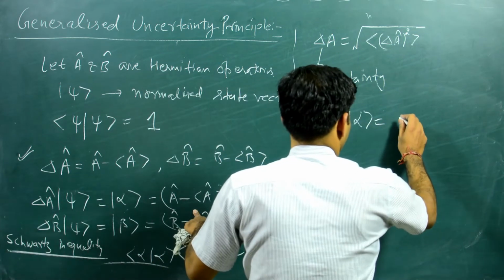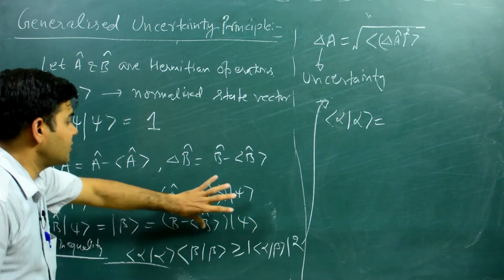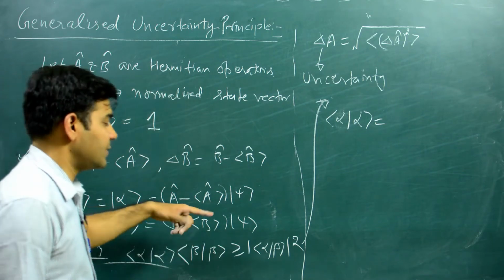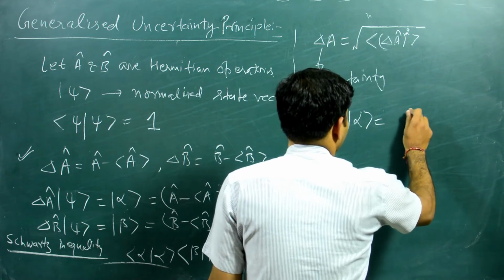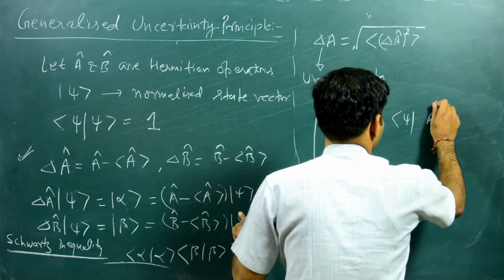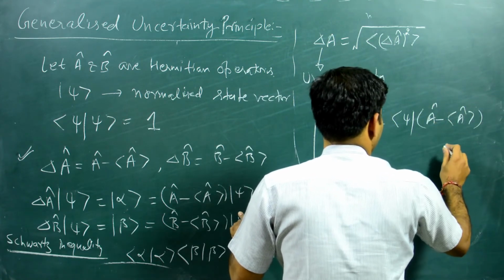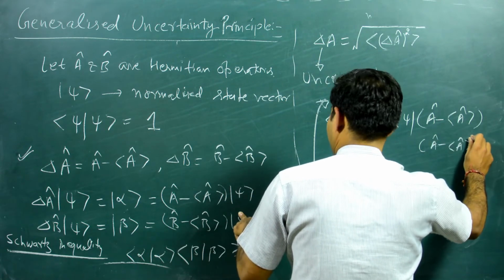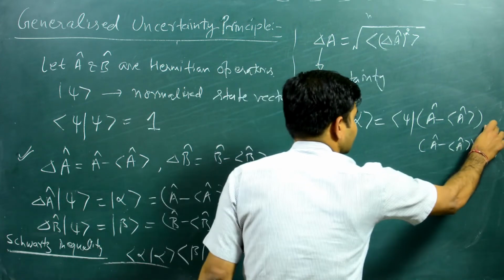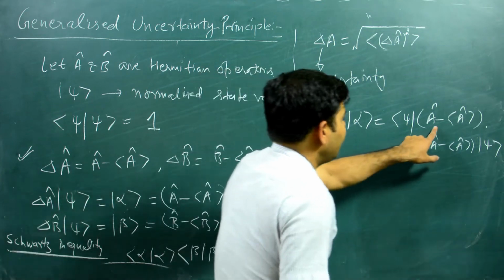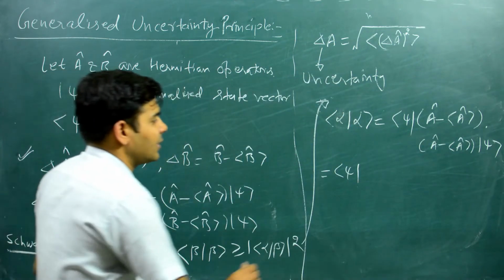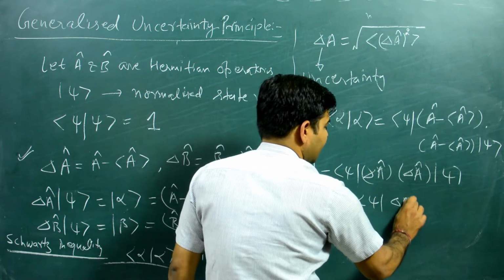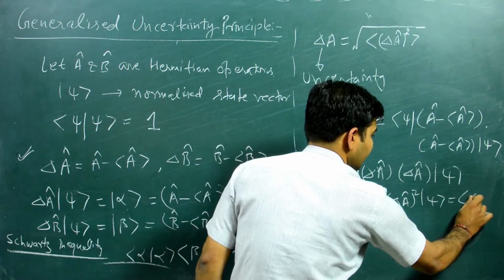Since A hat is a Hermitian operator, when I take the Hermitian conjugate of this, the ket will become a bra and A dagger is the same as A, and similarly the expectation value will remain the same. So what I get is the following: bra psi, A dagger, which is equal to A hat, and the same A hat minus expectation of A hat, ket psi. Okay, this is in continuation. Now you see clearly that A hat minus the expectation value of A hat is defined as delta A hat. So this is delta A hat times delta A hat, ket psi. This is equal to bra psi, delta A hat squared, ket psi, or in other words, the expectation value of delta A hat squared.